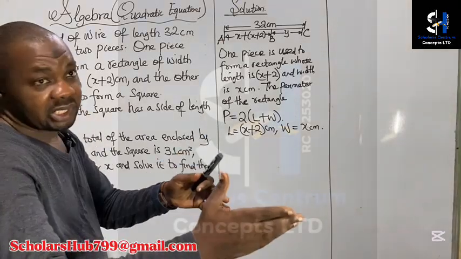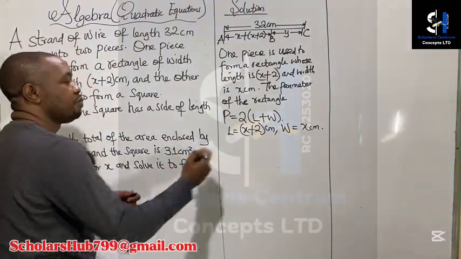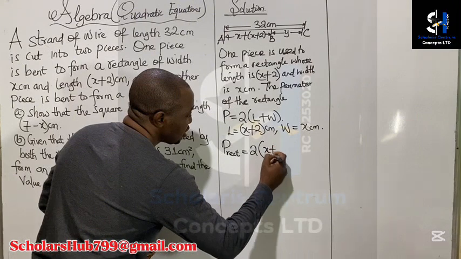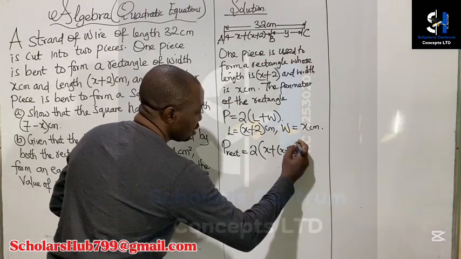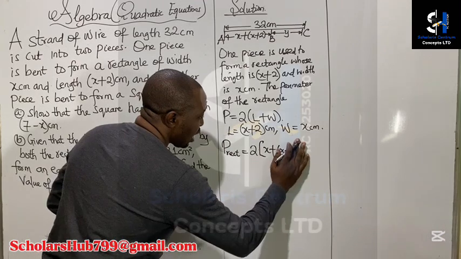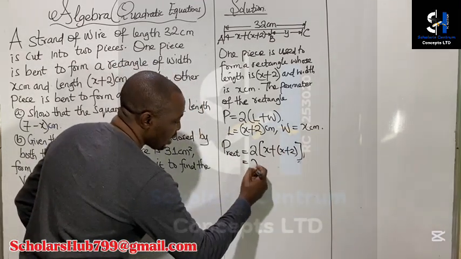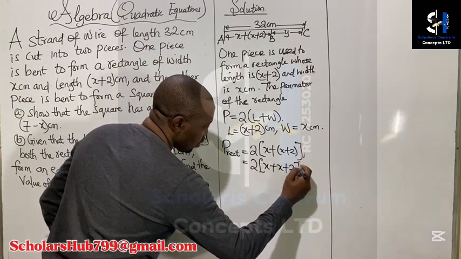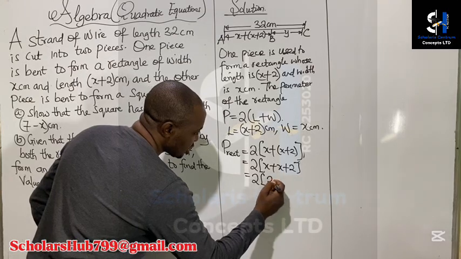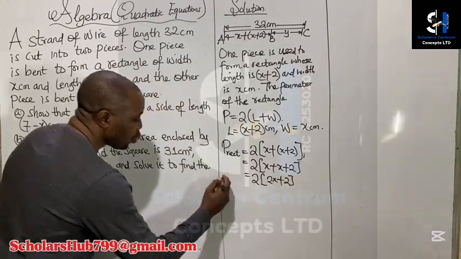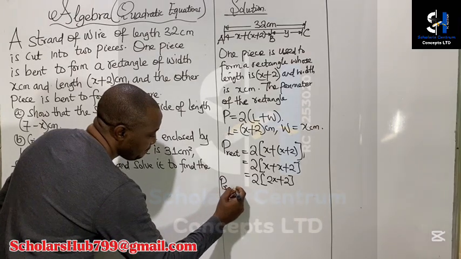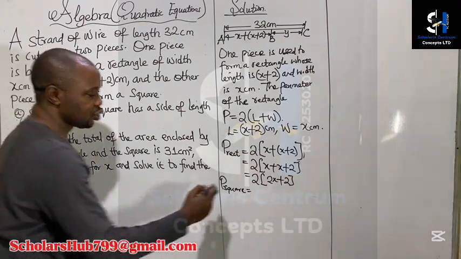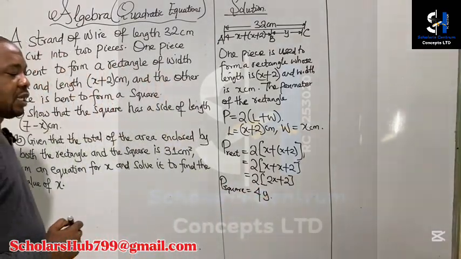Now the other piece is y. So the perimeter of the rectangle will be 2 into x plus 2, where x plus 2 is the length and x is the width. When we combine, this is 2 into 2x plus 2. Now the perimeter of the square will be 4 multiplied by the side length of the square, so it will be 4 multiplied by y.